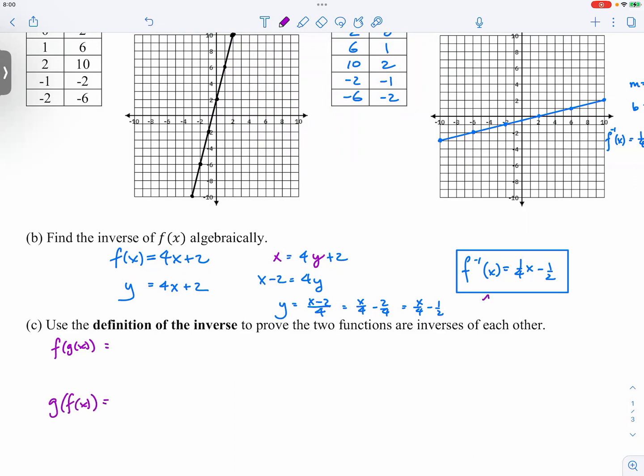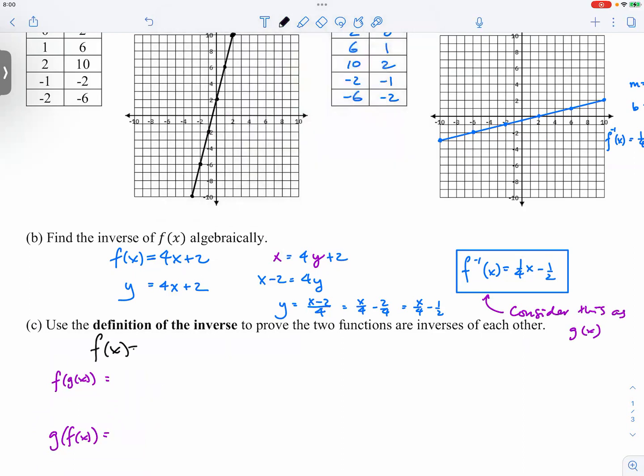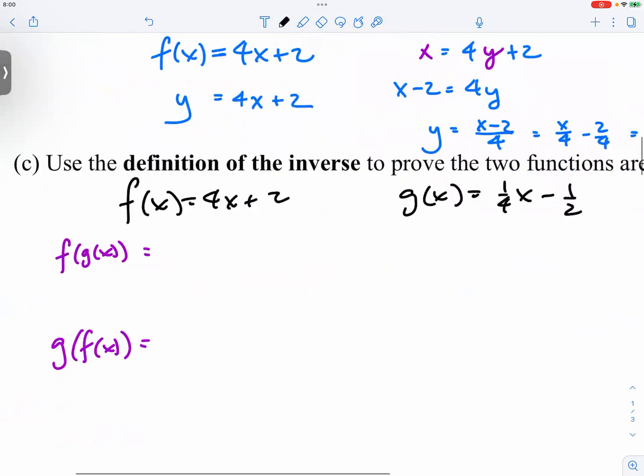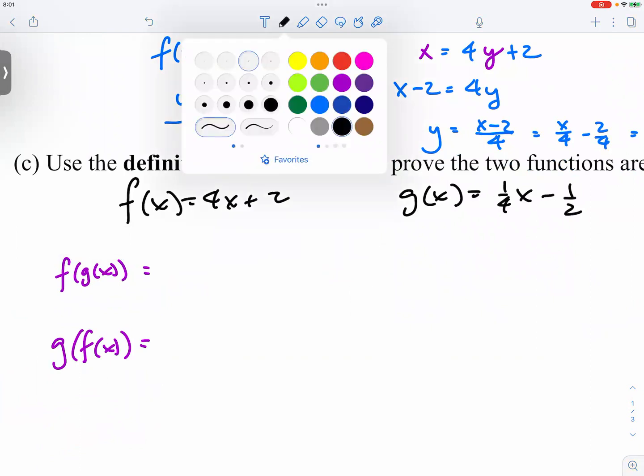Now, we will temporarily consider this as g of x. We just kind of changed the name for the moment. So what we're saying here is f of x is 4x plus 2, and g of x, which is the inverse that we just found, is 1/4 x minus 1/2. Could you go ahead and show the composition? Putting g into f and putting f into g. And we say, sure, let's go ahead and do this.